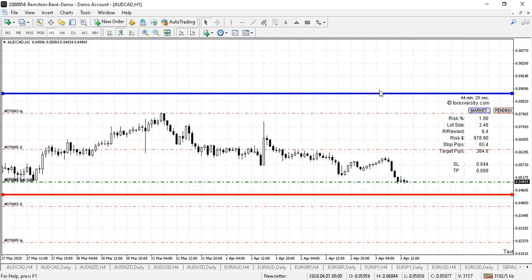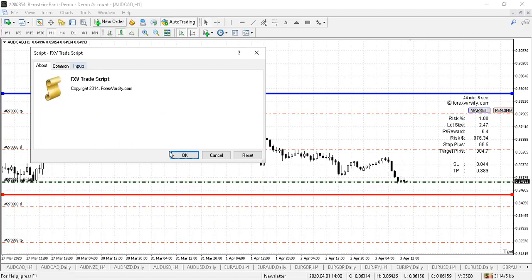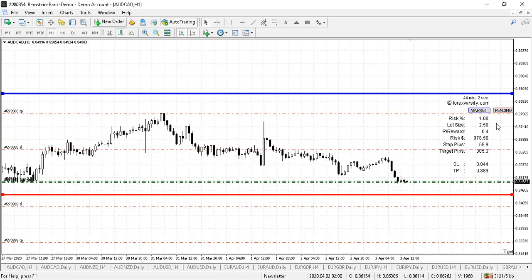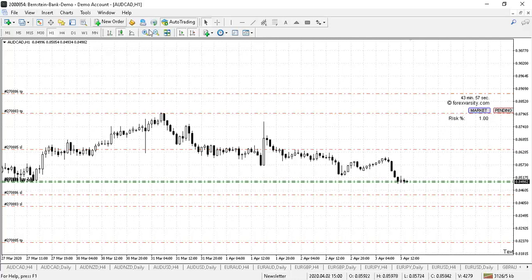Then to do it automatically, you need to make sure this auto trading is switched on. Once it's switched on, you hold down the control key and then you click on E, and you're going to get this little box that comes up here. You simply click OK, and it places that trade for you at the correct lot size, and then you haven't had to go through the new order way.